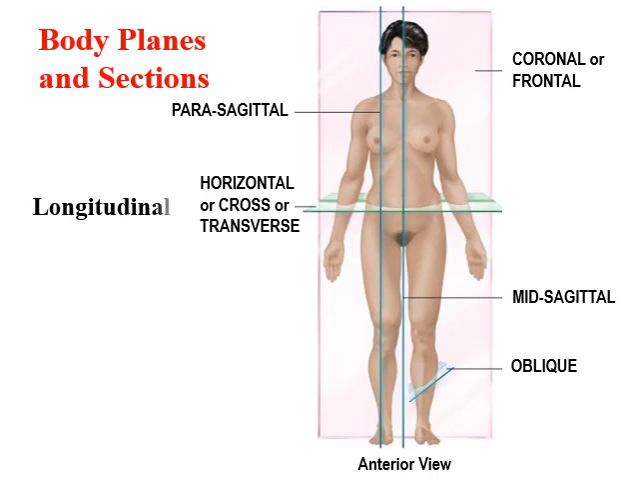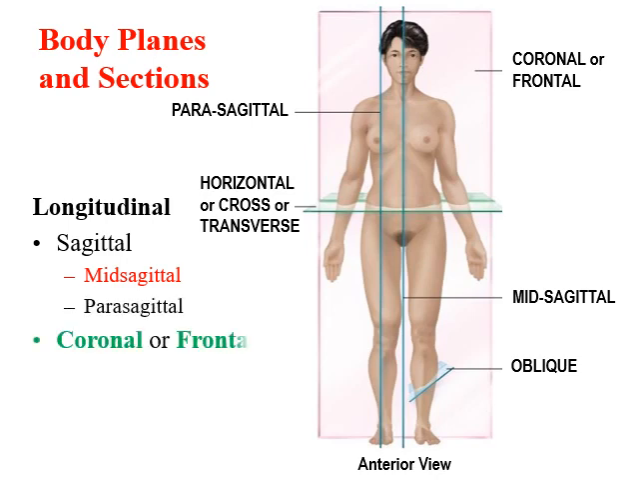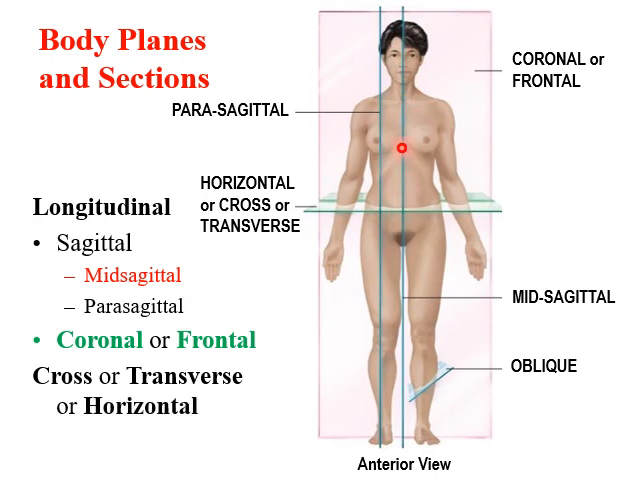Cutting the body the long way is called a longitudinal section. If you cut the body into left and right halves, we call it a sagittal section. If you cut down the midline, it is a mid-sagittal section. If you cut to the left or the right of the midline, it's a parasagittal section. Cutting the body into front and back halves is known as either a coronal or frontal section.